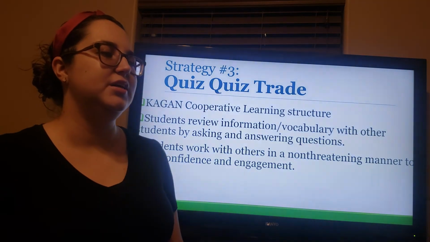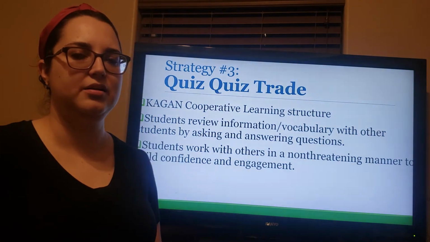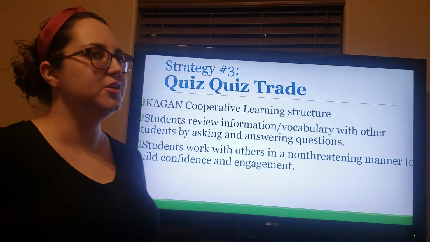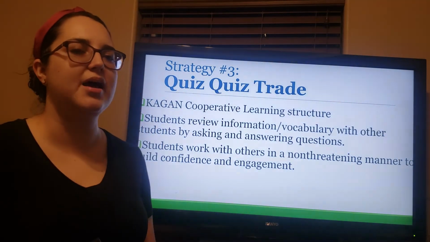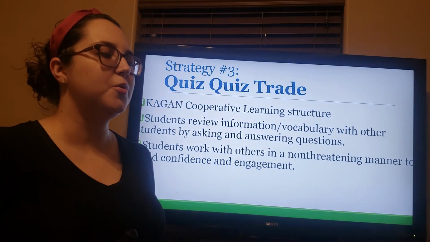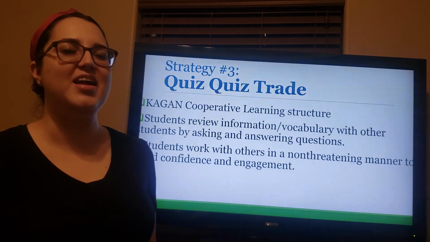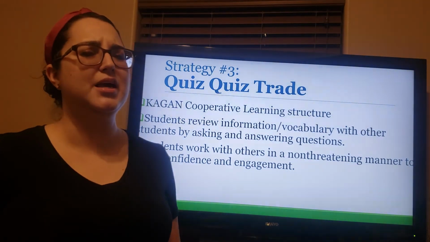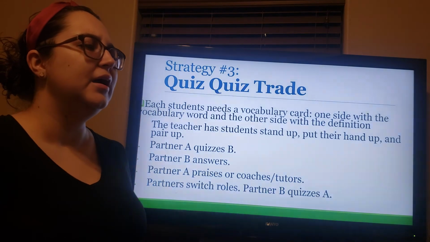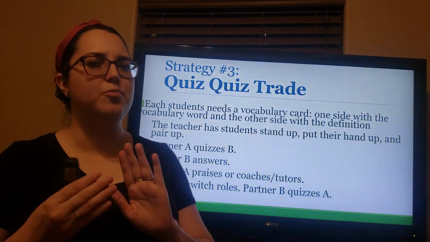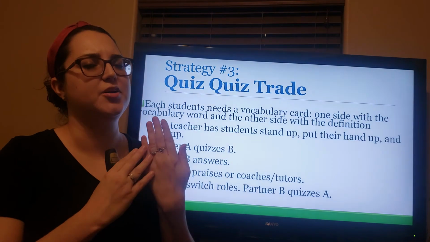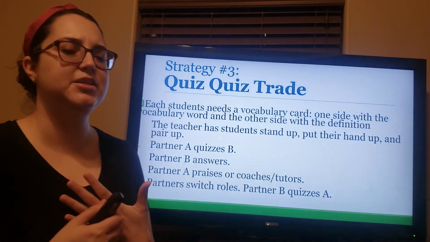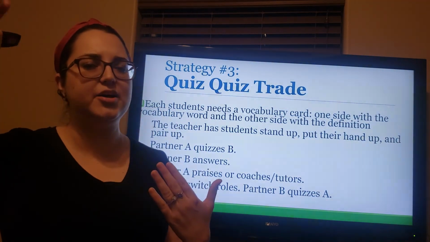And my third strategy is quiz trade, which is actually a Kagan cooperative learning structure. Here, students review information or vocabulary with other students by asking and answering questions. Students work with their peers in a non-threatening environment that also builds confidence and fully engages them. Each student needs one vocabulary card. On one side you'll find the word, and on the reverse side you'll find the definition. When students pair up, they signal each other that they need a partner by raising their hand.